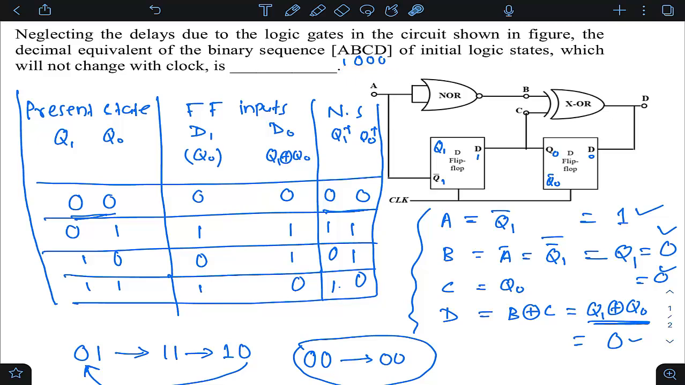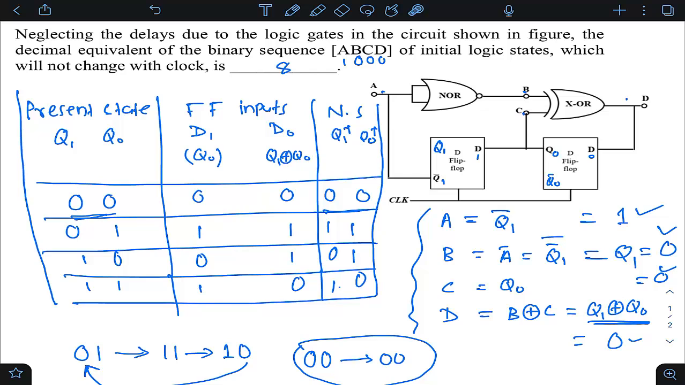But we are supposed to find the decimal equivalent. So it is in binary. The decimal equivalent, if you find it out, happens to be 8. So the signal points ABCD represent the binary number, sorry, binary number 1, 0, 0, 0, or decimal number 8.